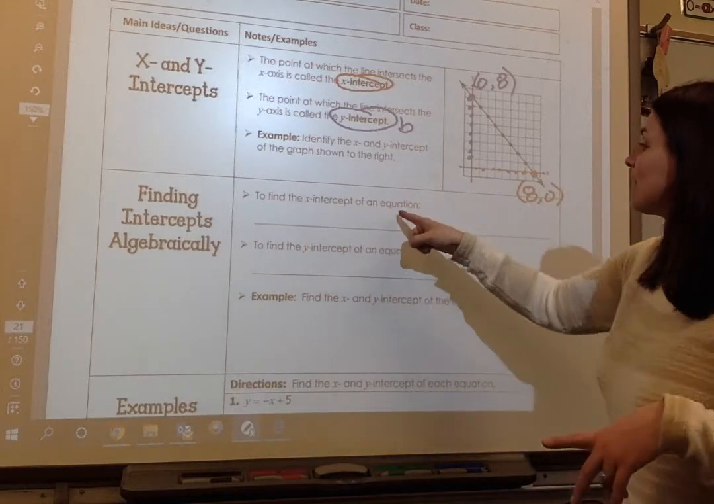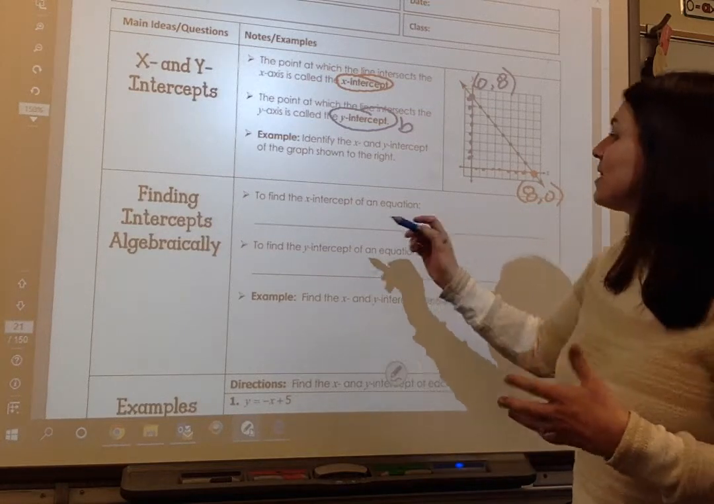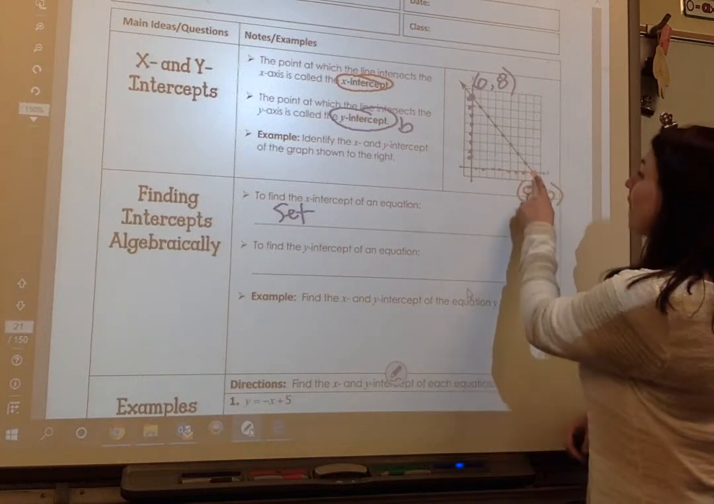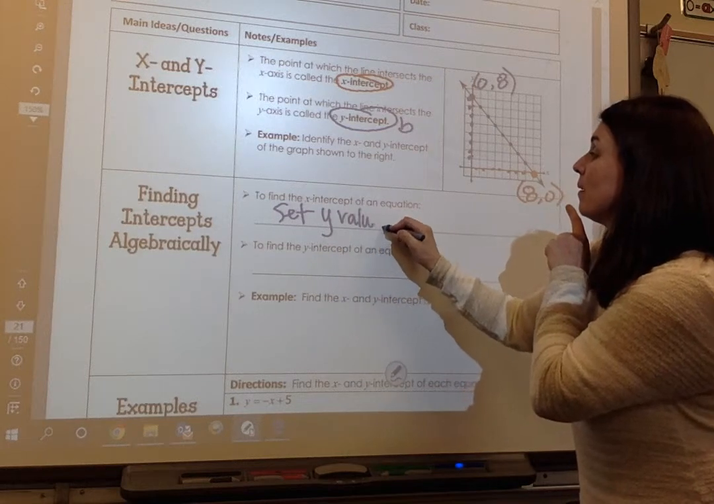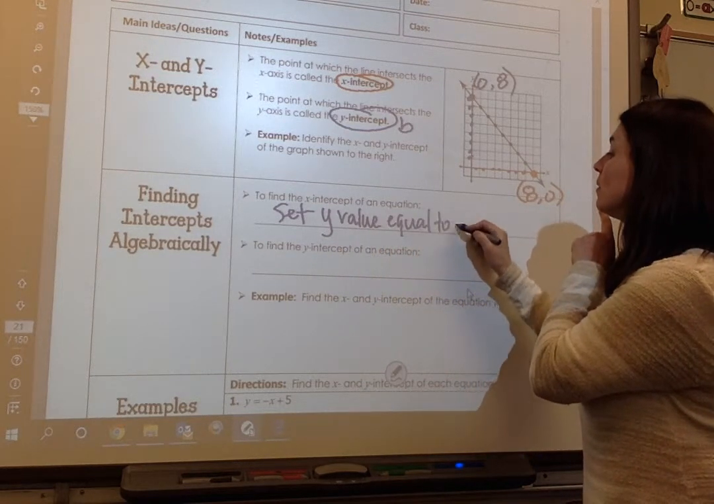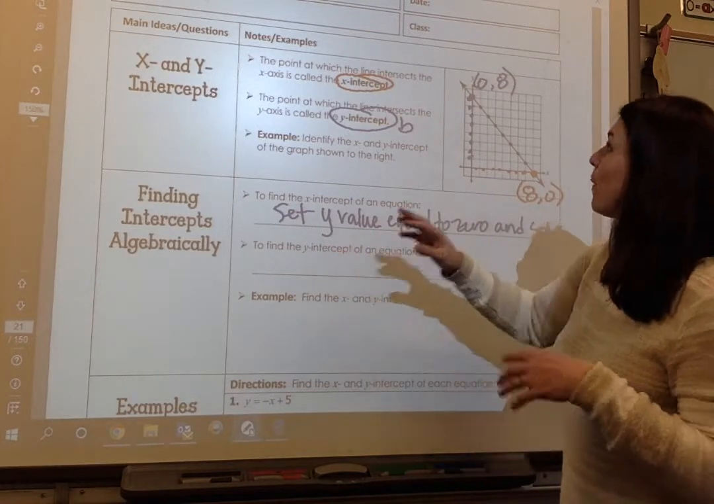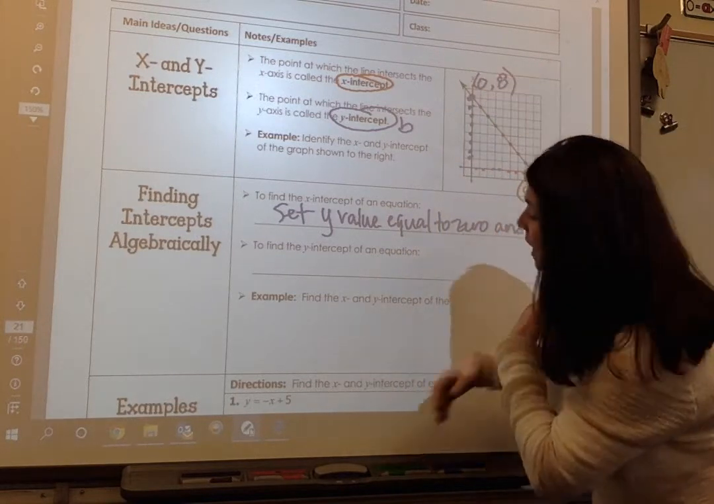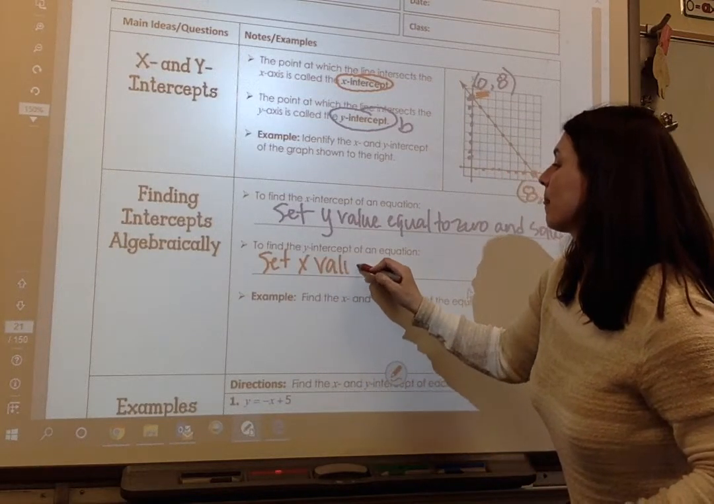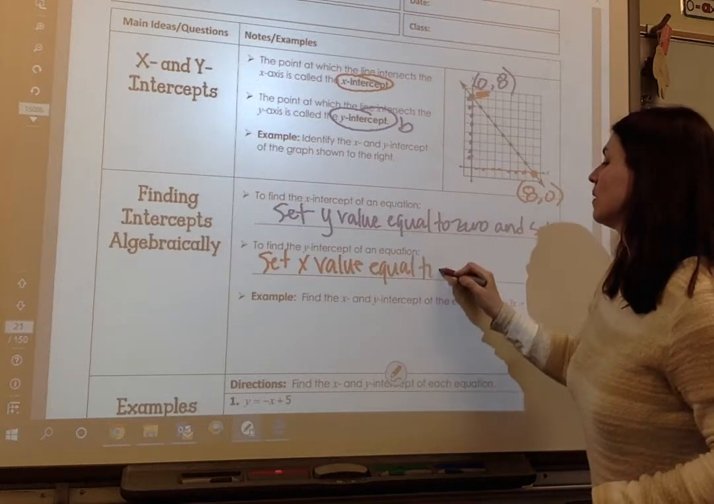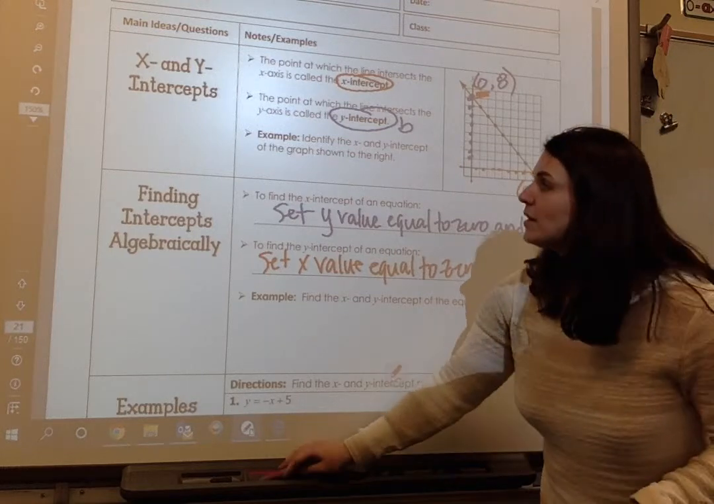So if I asked you to find the x-intercept of an equation, all you're going to do is set my y value equal to 0 and solve. If I want to find the y-intercept conversely, then I'm going to set my x value equal to 0 and solve. So let's look at that.